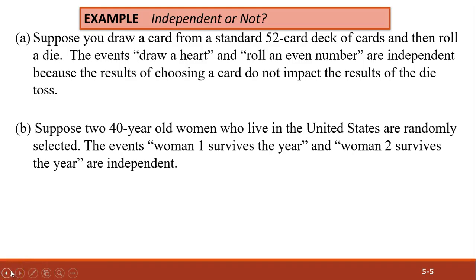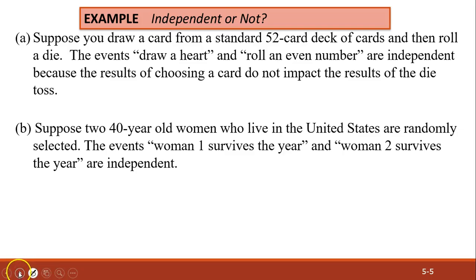Now look at this one. It says suppose two 40-year-old women who live in the United States are randomly selected. The events woman 1 survives the year and woman 2 survives the year are, again, independent events because one woman surviving has nothing to do with woman 2. They are not connected in any way, so they are independent of each other.